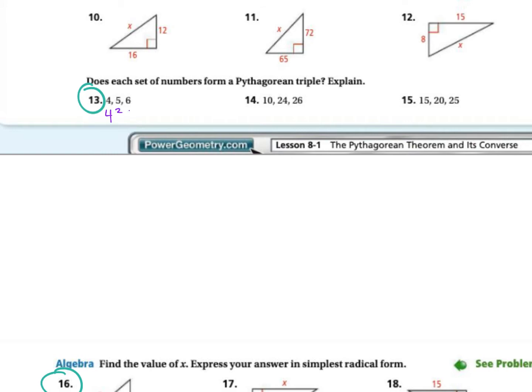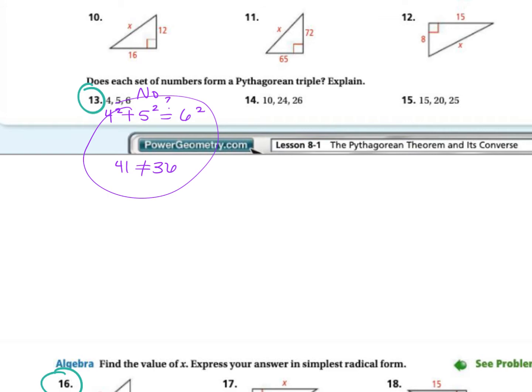So basically they're saying, does 4 squared plus 5 squared equal 6 squared, right? We're trying to figure that out. That's just plug it into your calculator. 4 squared plus 5 squared is 41. 6 squared is 36. 41 does not equal 36. So does it form a triple? You would say no, and this is plenty of explanation. Okay.